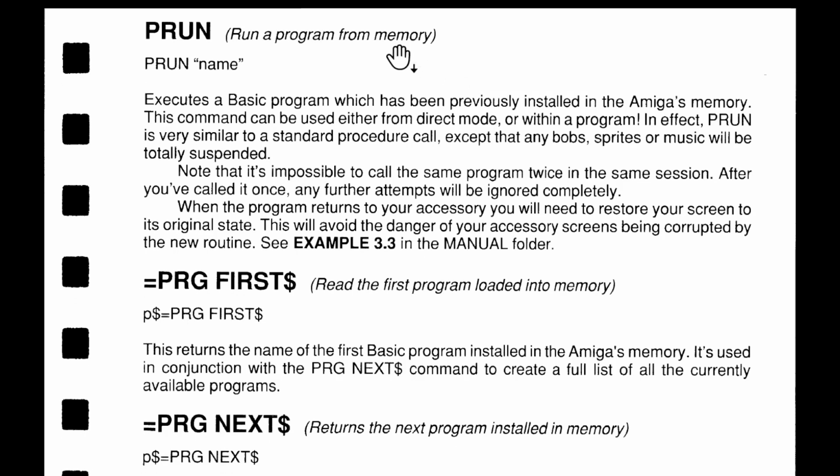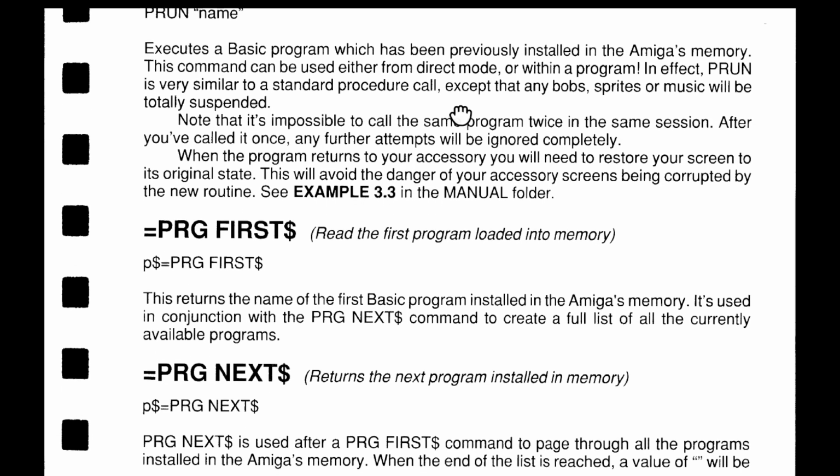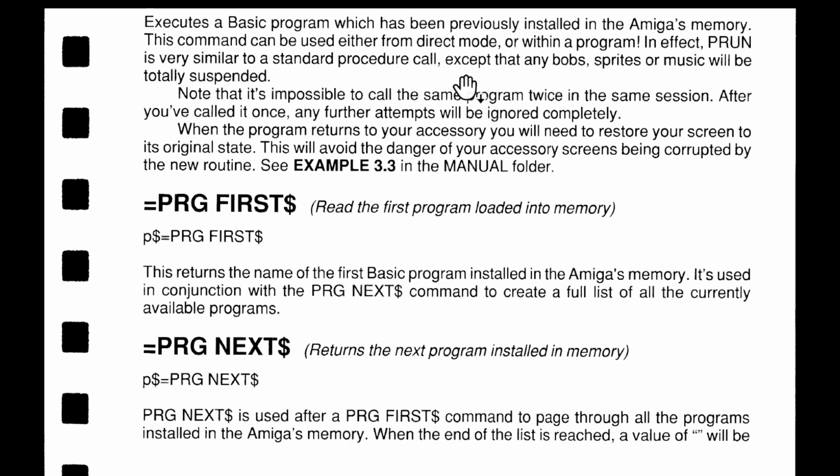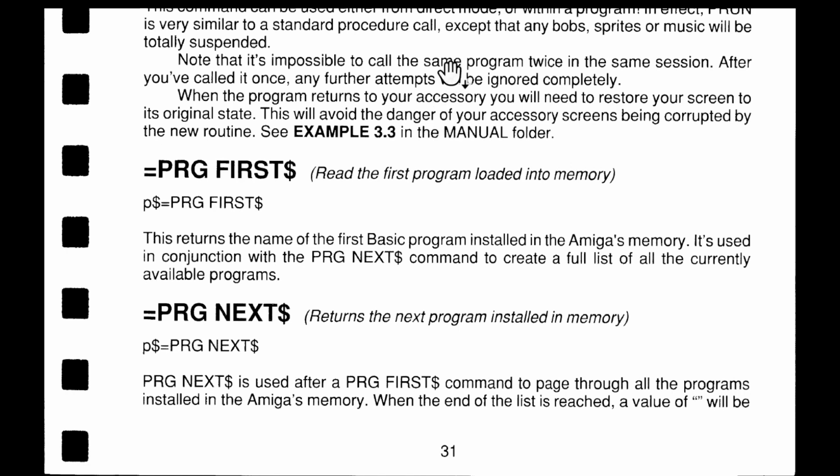Prun, run a program from memory. Prun name executes a basic program which has been previously installed in the Amiga's memory. This command can be used either from direct mode, or within a program. In effect, prun is very similar to a standard procedure call, except that any bobs, sprites or music will be totally suspended. Note that it's impossible to call the same program twice in the same session.